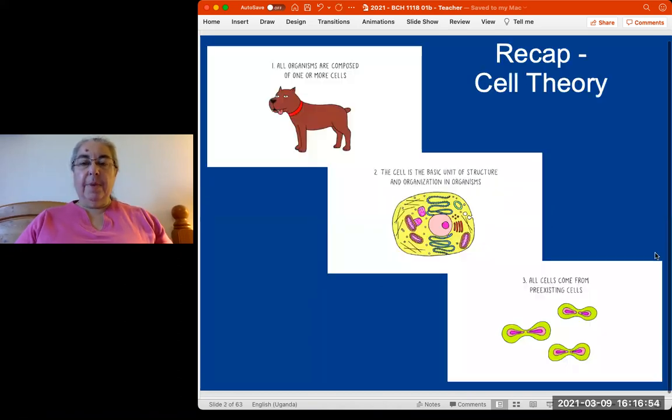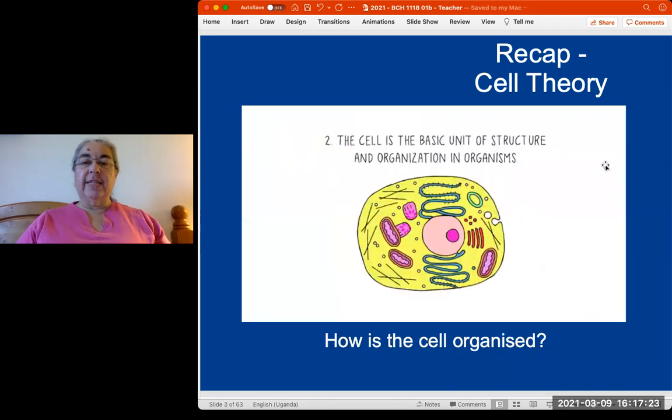So I hope you remember from last time we talked about cell theory, and we saw that there are three parts of cell theory. All organisms are composed of one or more cells. The cell is the basic unit of structure and organization in organisms, and all cells come from pre-existing cells. So today we're going to be concentrating on this second point. The cell is the basic unit of structure and organization in organisms.